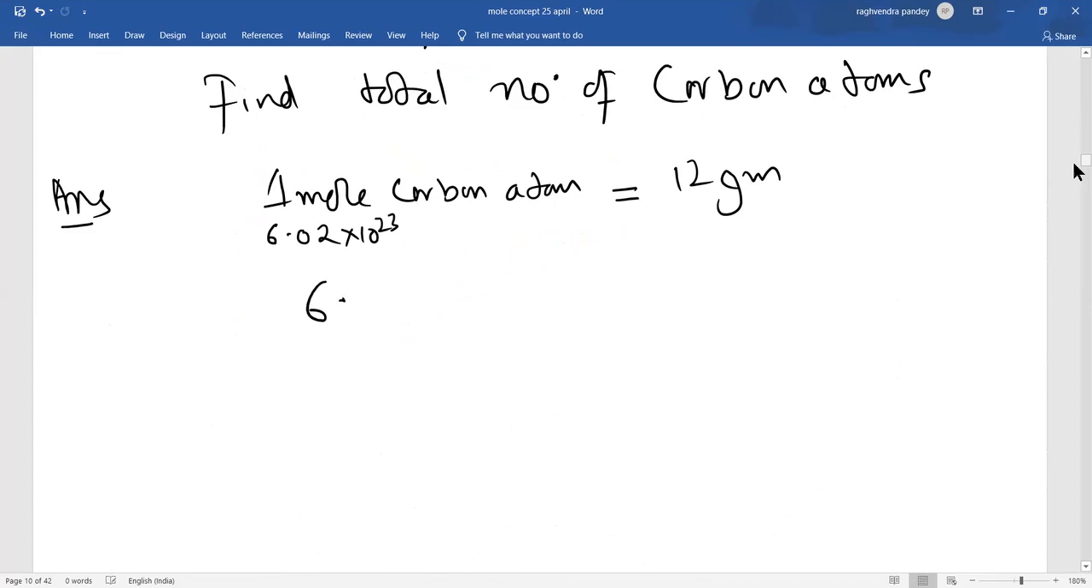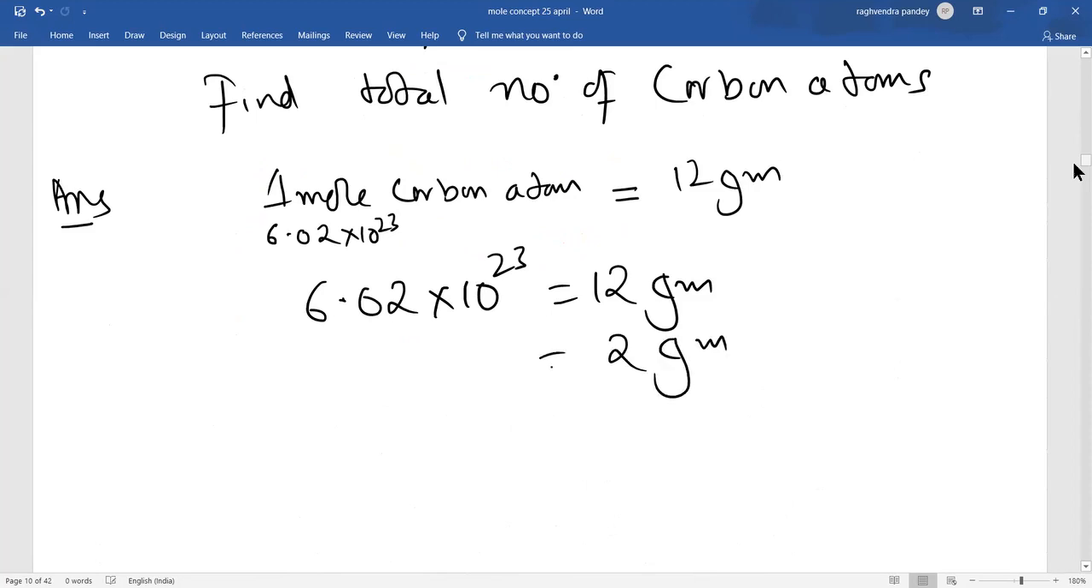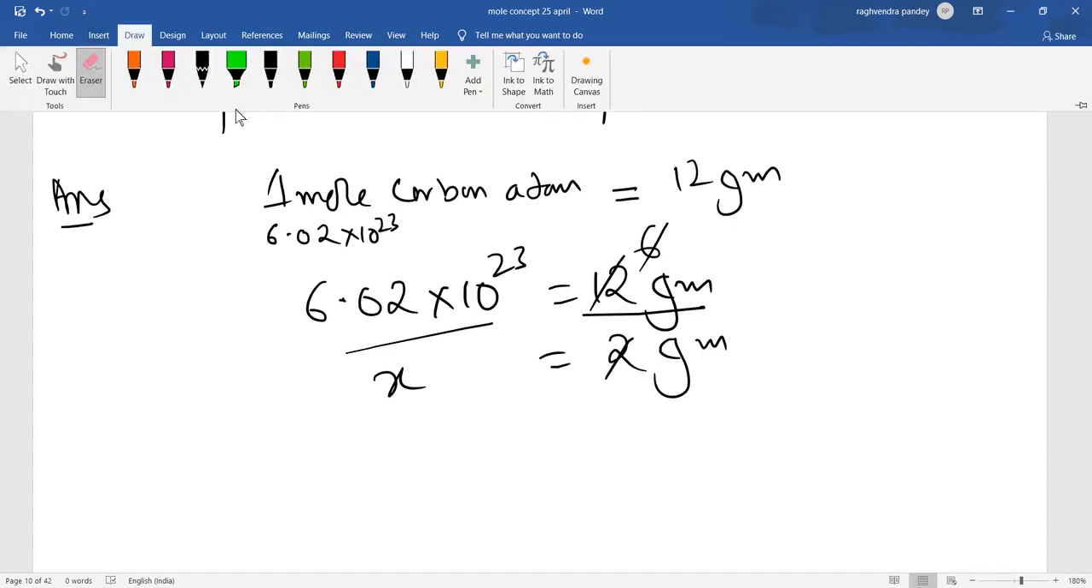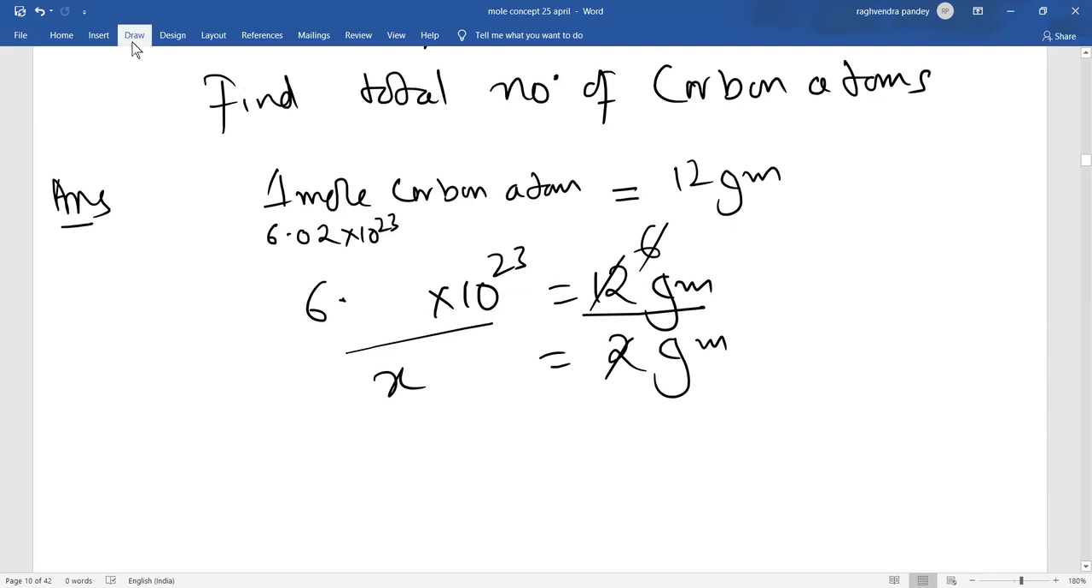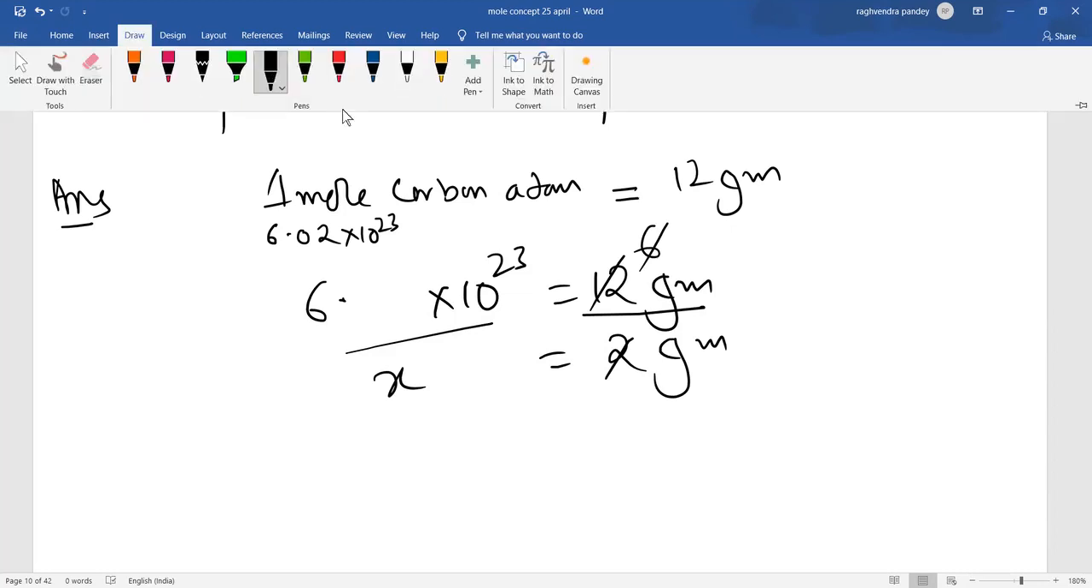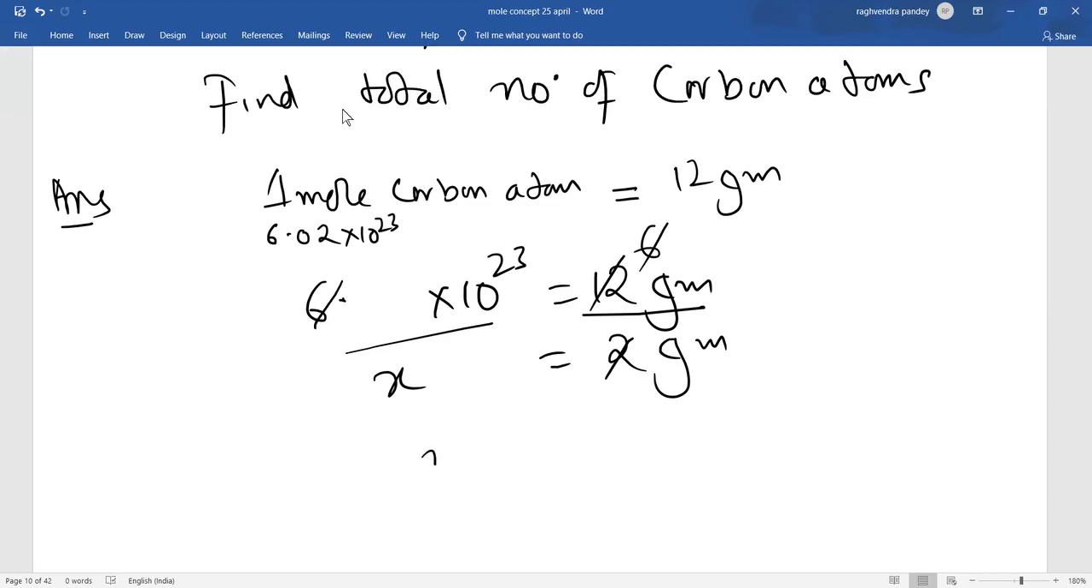So I'm just writing it more clearly as the 12 gram mass. Now 2 gram mass having X. So just make a proportion. 2 6s are 12. 6 cancels with 6. You can omit this. So what will be the answer? 10 to the power 23 carbon atoms.